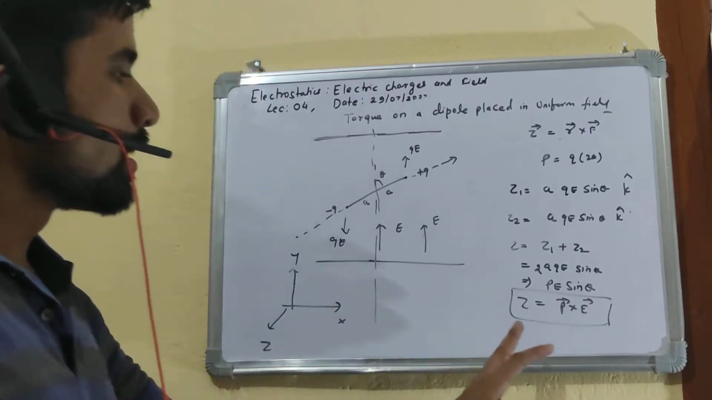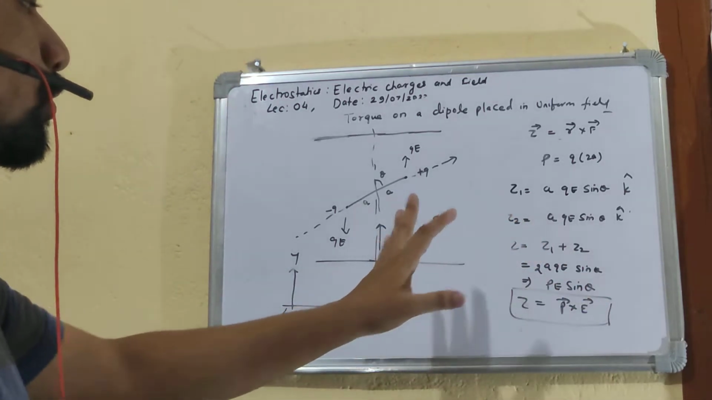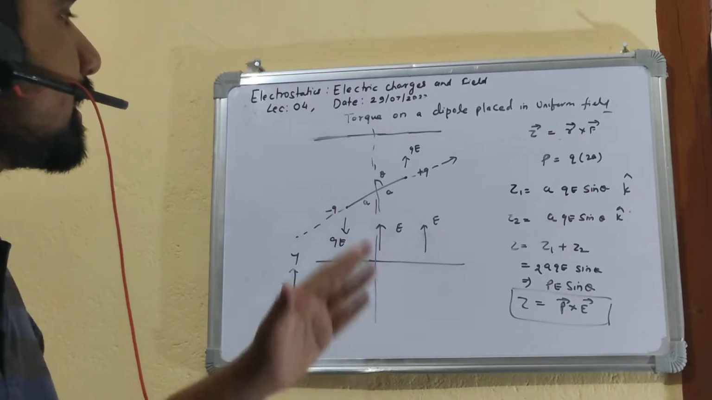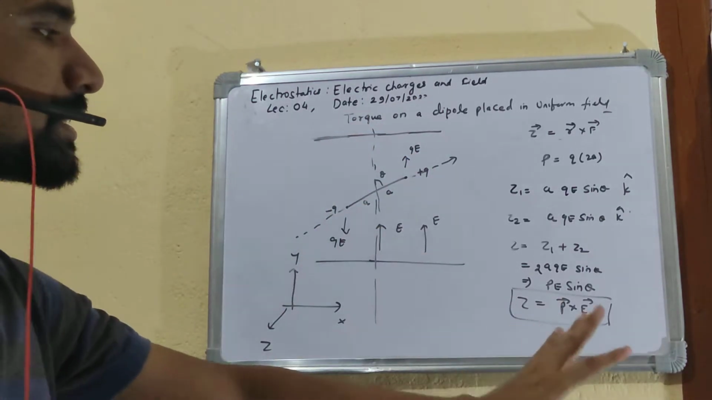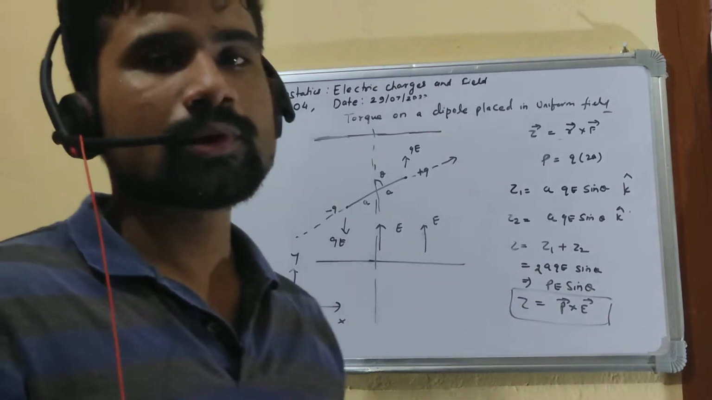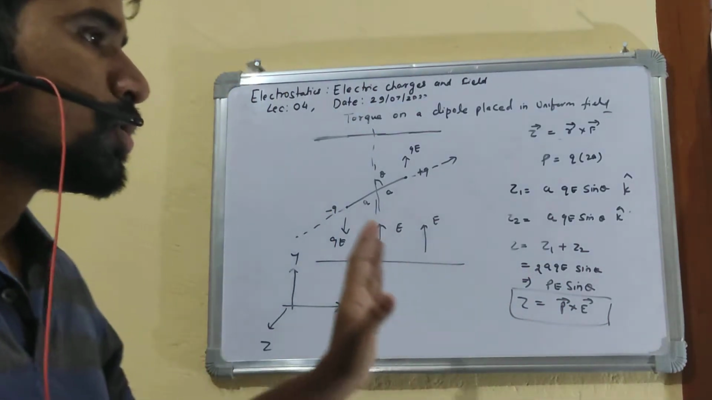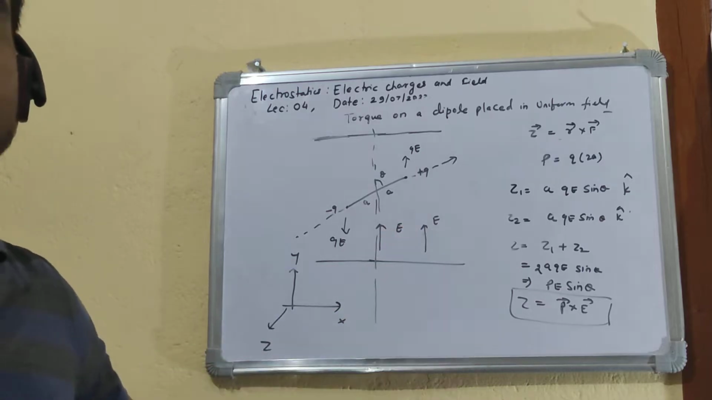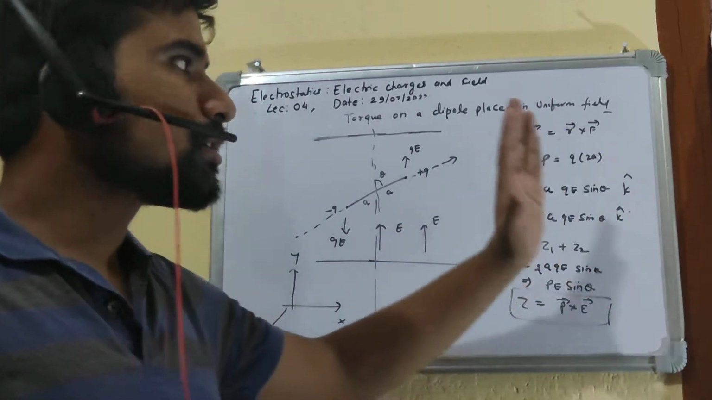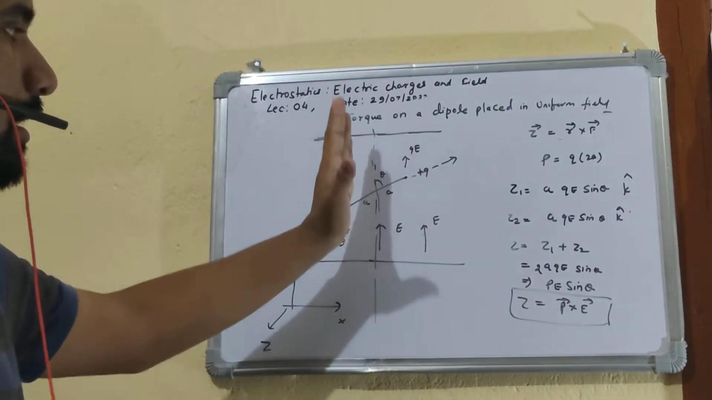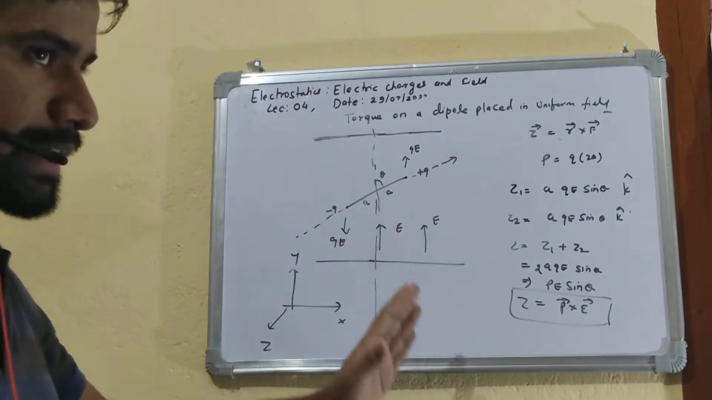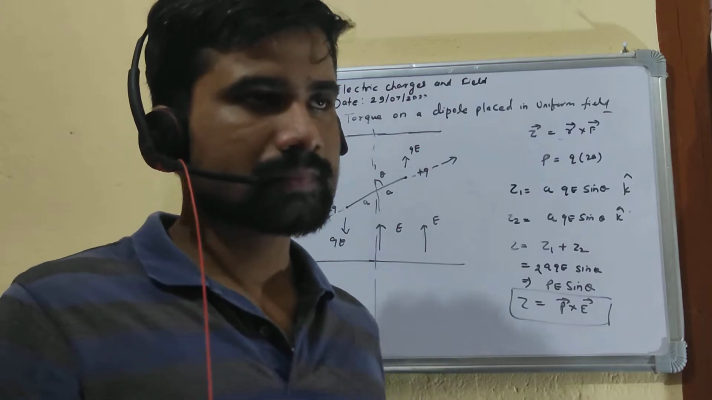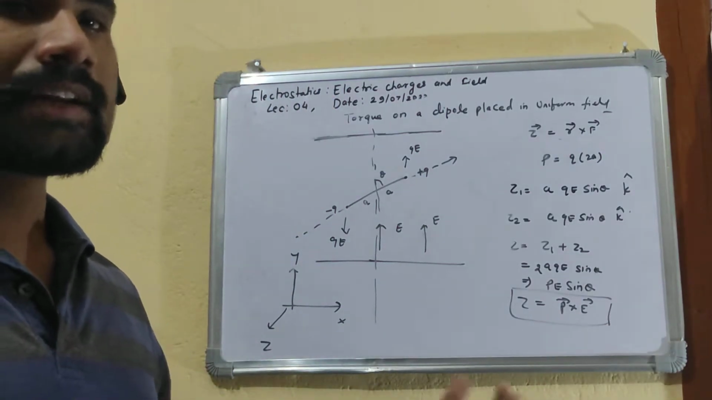So what if this theta is 0? Theta is 0 means this dipole is aligned with the axis. So if theta is 0, the torque on this dipole is 0. The tendency of this dipole will be to move back parallel to this electric field, so that it will not experience any torque, and hence it will be in equilibrium.